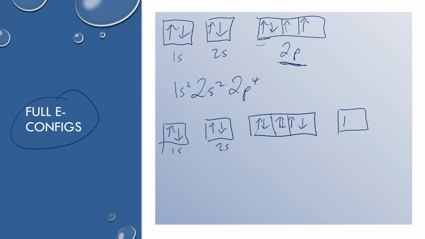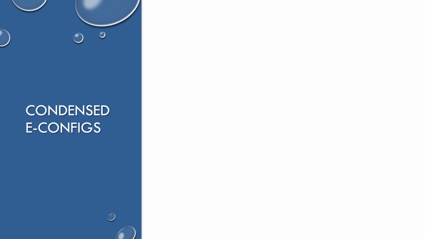That's 10, 11. So the full electron configuration for sodium would be 1s2, 2s2, 2p6, 3s1. You do need to write 1s to indicate the 1 electron. And then we also have something called a condensed electron configuration. Some people also call this the noble gas configuration.